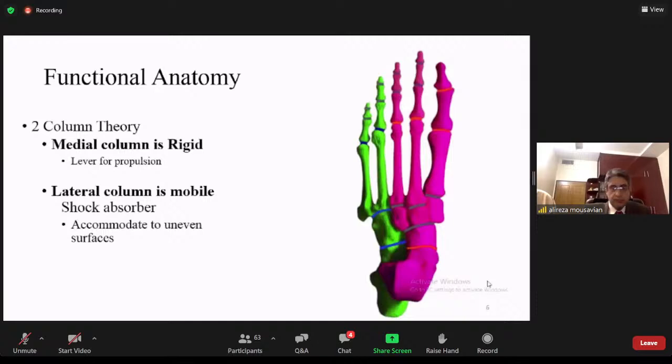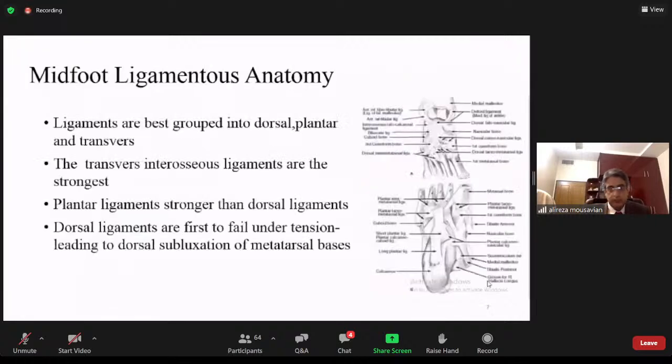As a whole, the foot also can be divided into 2 columns, medial column and lateral column. The medial column, which is in red in this picture, is relatively rigid, and its stability is really important. It serves to make a lever for propulsion during normal gait. In contrast, the lateral column is mobile and serves as a shock absorber and accommodates the foot to uneven surfaces.